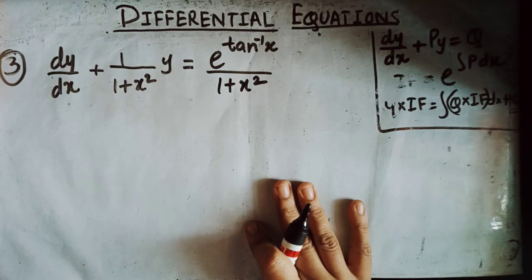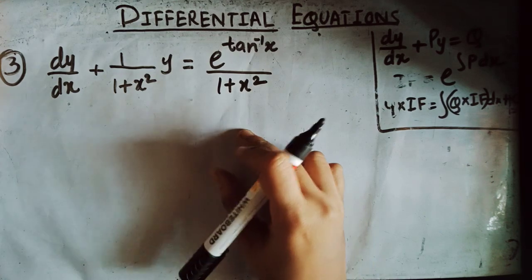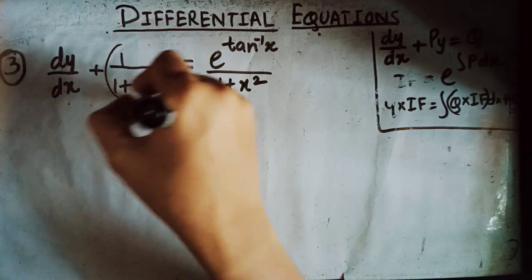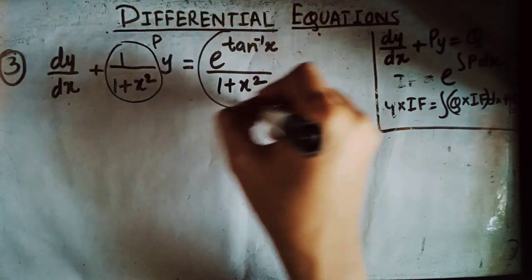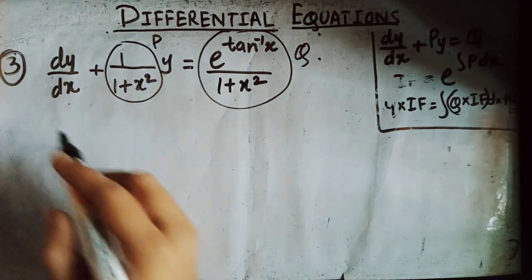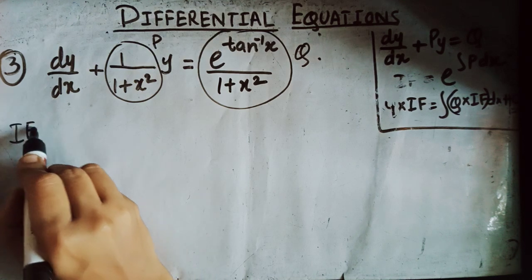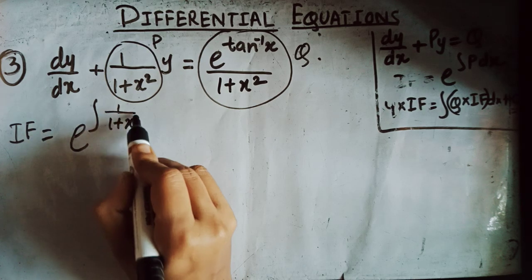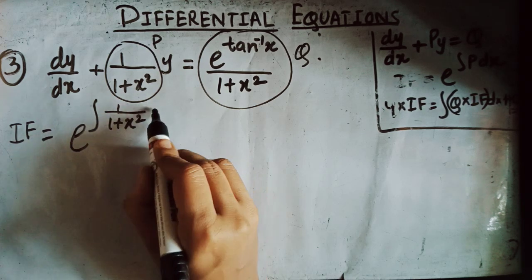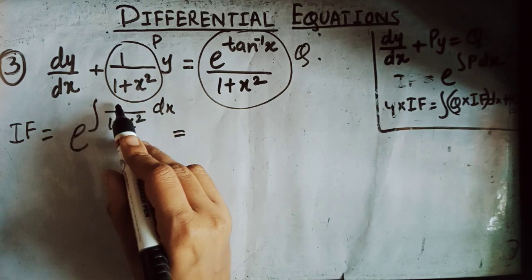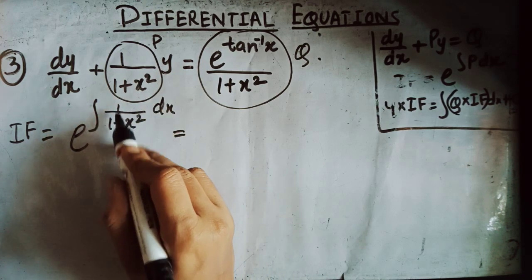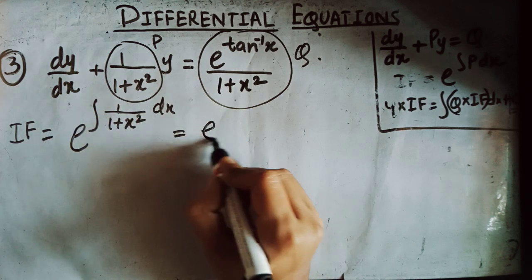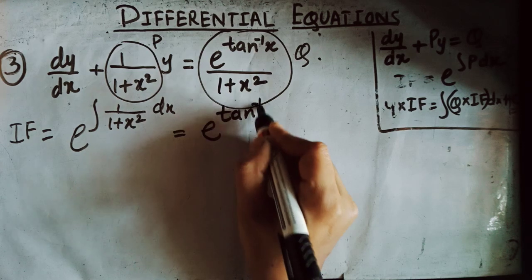Let's solve this. First you have to identify p and q. So this is your p and this whole thing is your q. Let's find the integrating factor, e raised to integral p, which is 1 upon 1 plus x square dx. If you can identify, this integral is tan inverse of x. So this is e raised to tan inverse of x.